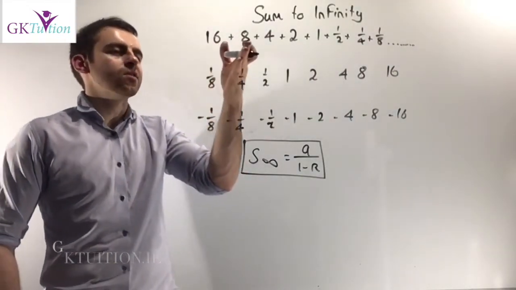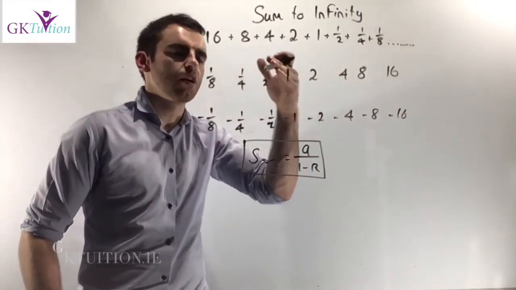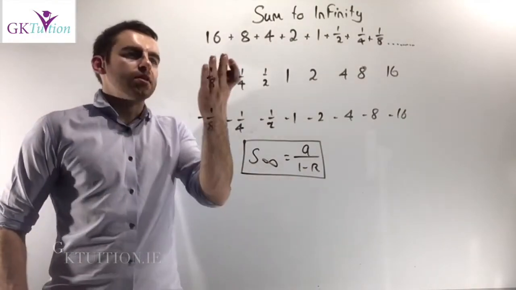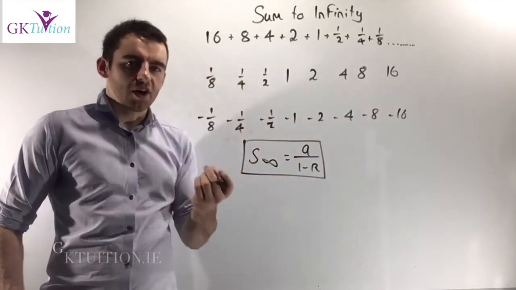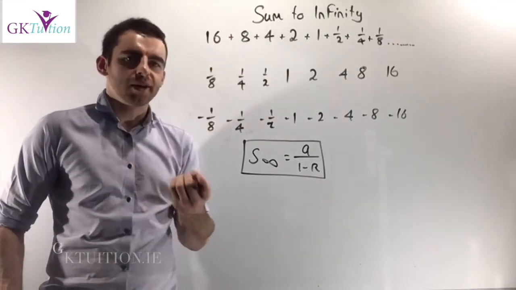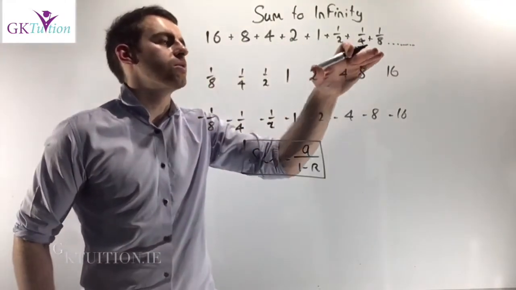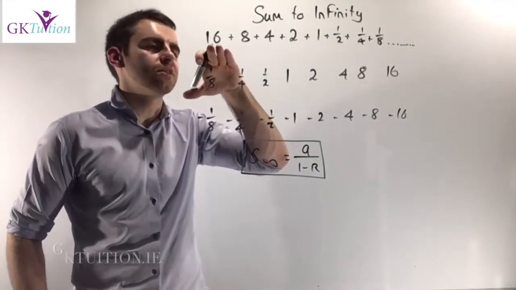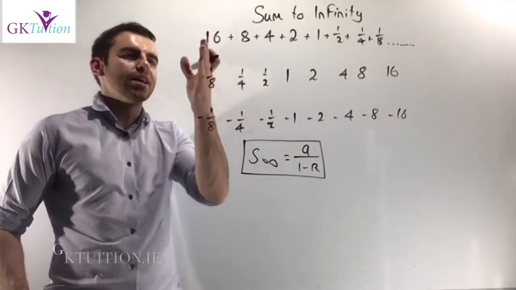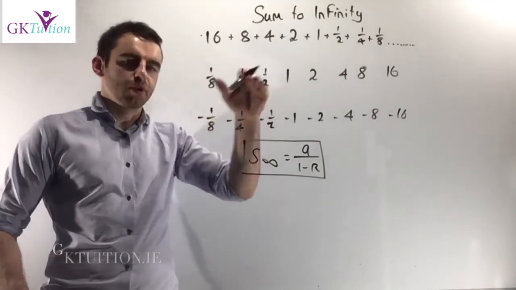Because these numbers are getting smaller, because these numbers are getting closer to 0, if this went on forever, the number that I'd be adding on each time would be so small that it might as well be 0. So because these numbers are decreasing and approaching 0, that means that a sum to infinity exists for this sequence. Because the numbers are approaching 0.